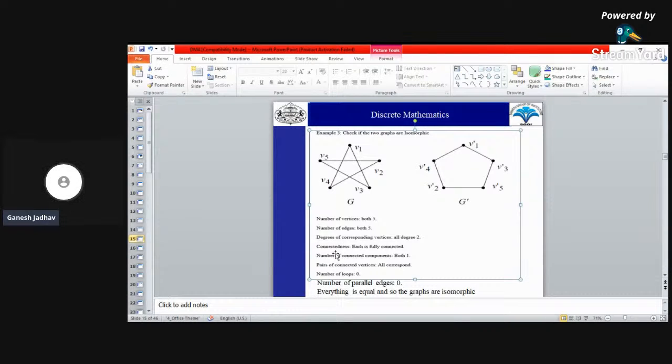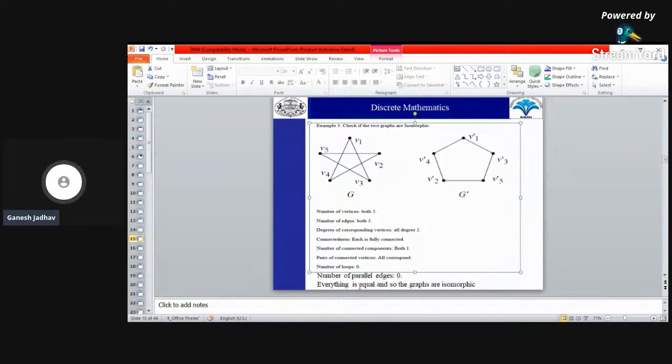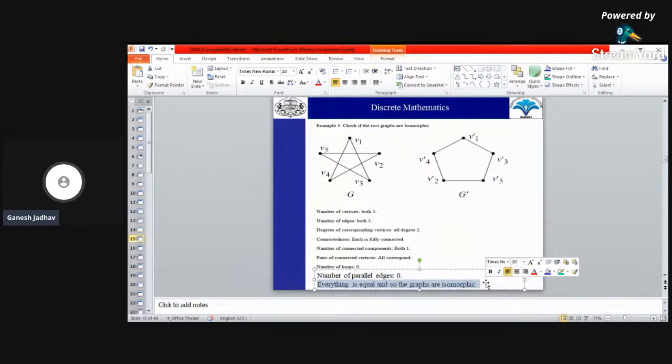Then connectivity: each is fully connected, both are fully connected, and the pairs of connected vertices correspond to each other. The number of parallel edges is zero and everything is equal, so these graphs are isomorphic graphs. Get it now? That is why this is also an isomorphic graph.